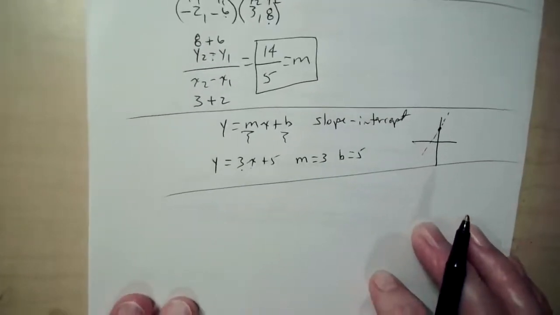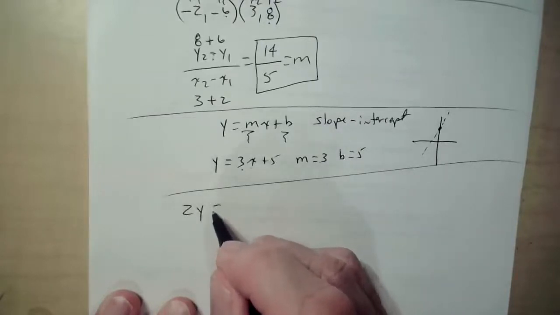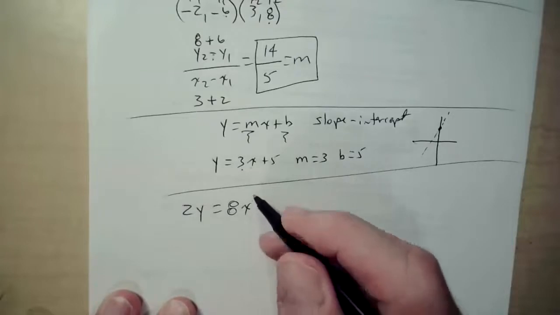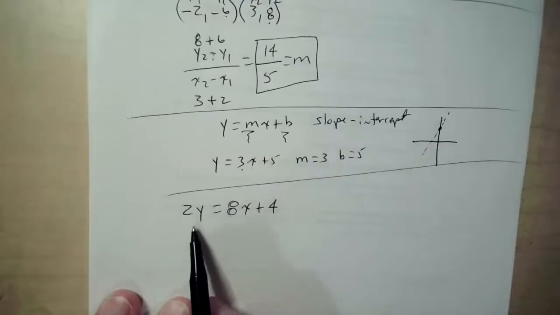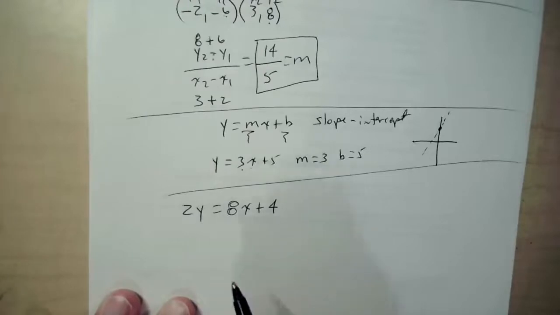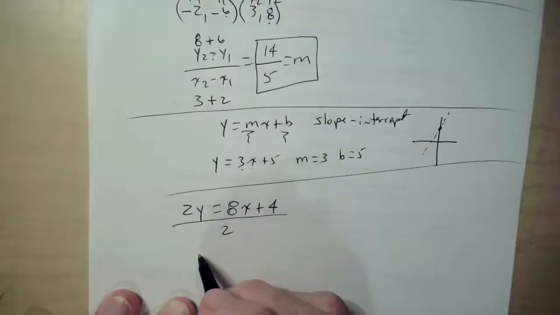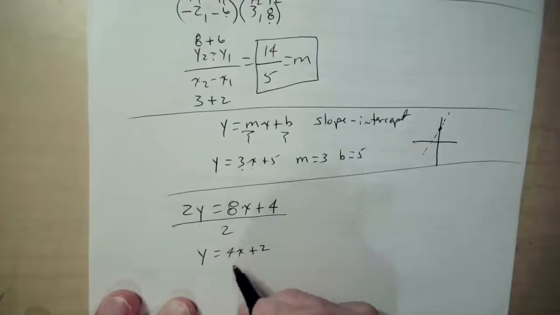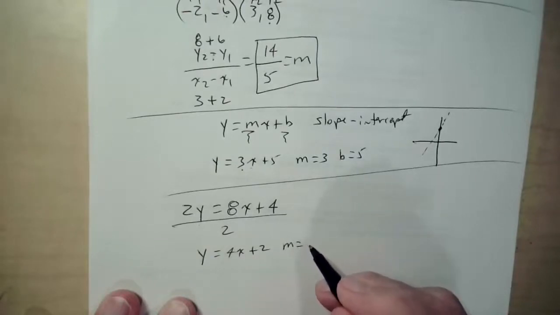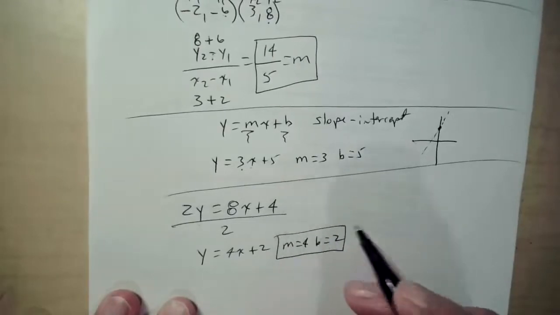Now, what happens if we have this? What if we have 2y equals 8x plus 4? Now, we want y over here by itself. We want to solve this equation for y. How do we do that? Divide everything by 2. 2 divided by 2 is 1. 1y, or just y, equals 4x plus 2. Slope is 4. Y-intercept is 2.